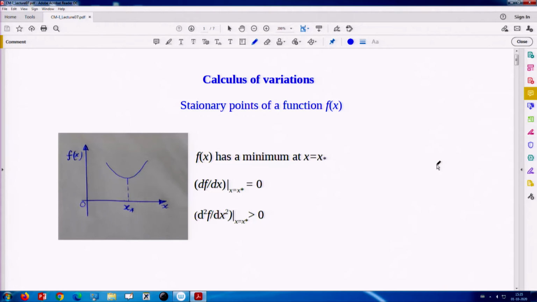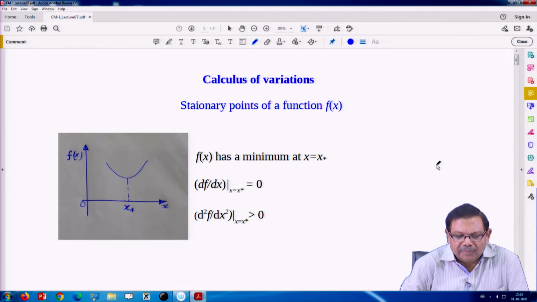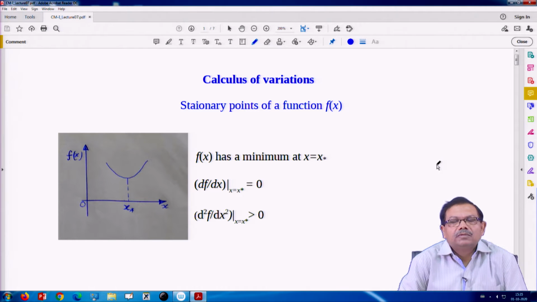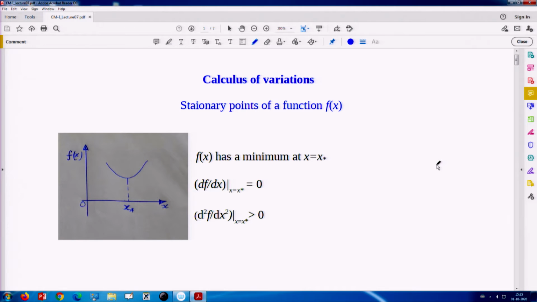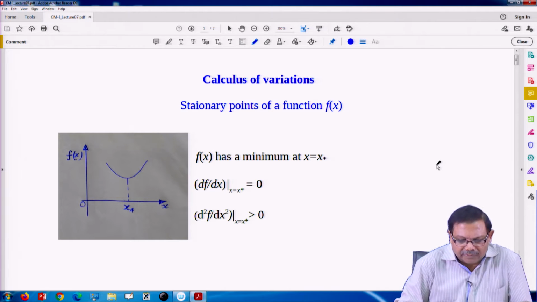A very good day. Today we will discuss a technique called calculus of variations. We have already done this without mentioning calculus of variations while deriving Lagrange's equation of motion from Hamilton's principle. So, there is a technique called calculus of variations.